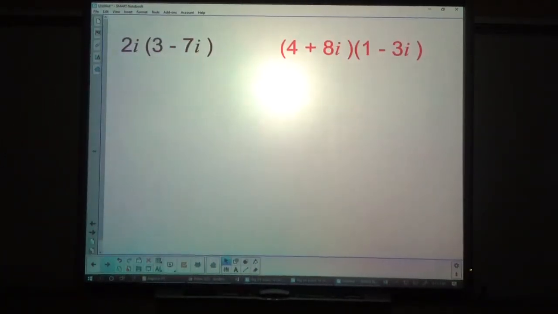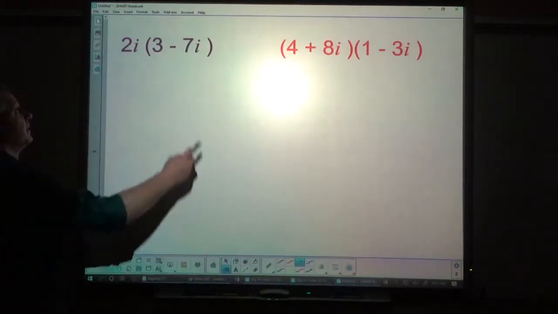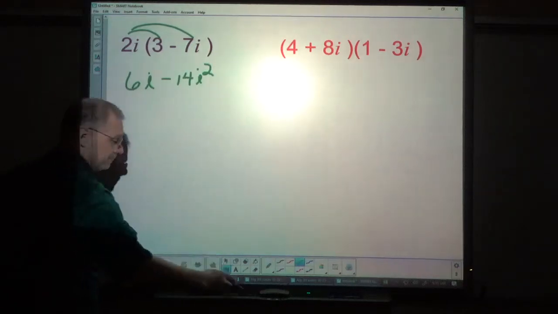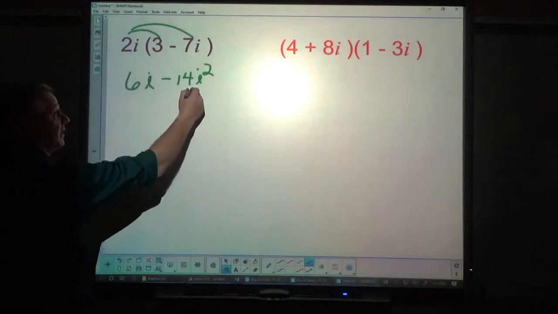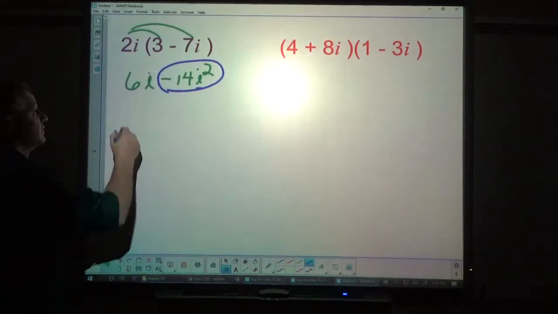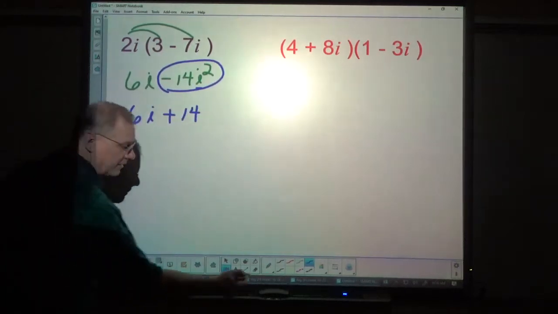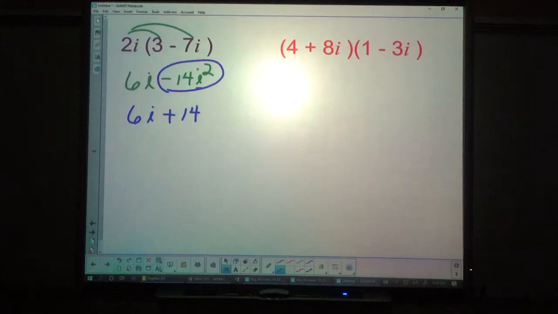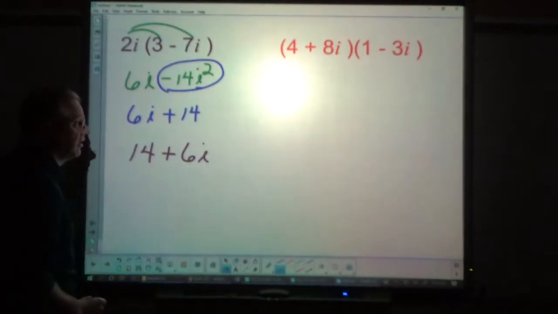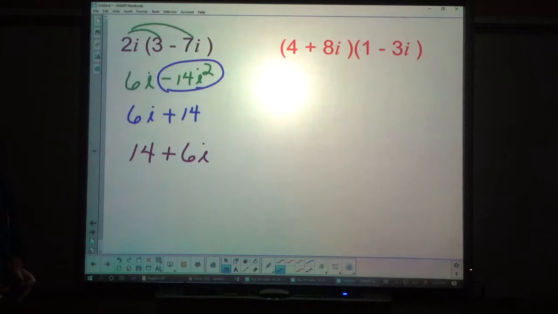Now let's take a look at some distribution, more than just simple multiplication. If I were distributing here, this would give me 6i minus 14i squared. And we already know from the previous example that i squared is negative 1, so that makes this whole expression opposite sign without the i. So 6i plus 14. But in an earlier lesson, we discovered that complex numbers are expected to be written with the complex part of the number listed second and the constant part, or the real part, listed first. So this should be 14 plus 6i, not 6i plus 14. This is the proper form for a complex number to be written in.